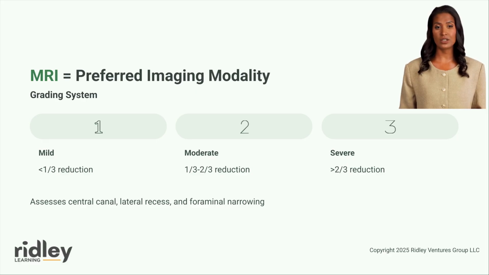Mild stenosis demonstrates reduction of less than 1/3 of normal dimensions with cerebrospinal fluid still visible around the cauda equina. Moderate stenosis involves reduction of 1/3 to 2/3 with diminished but present cerebrospinal fluid signal, and severe stenosis demonstrates greater than 2/3 reduction with obliteration of cerebrospinal fluid signal and crowding of nerve roots. Recent research has validated novel ratio-based metrics for stenosis assessment, including the ratio between dural sac and disc cross-sectional areas, which demonstrated superior correlation with clinical symptoms and surgical outcomes compared to traditional measures.